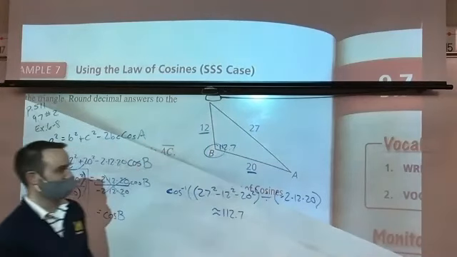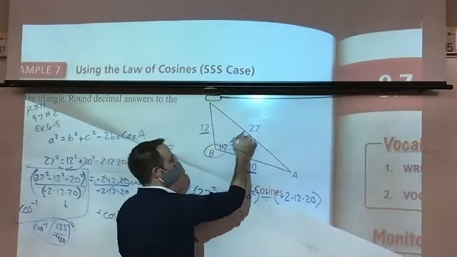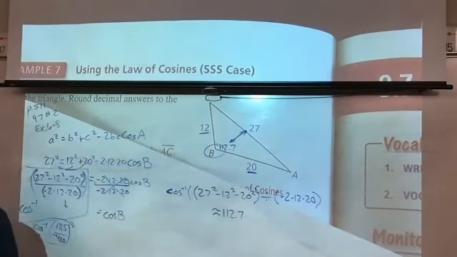We get that 112.7, and then we only use law of cosines once. Now we've got that pair. Now we can set up law of sines to find the other two angles, or at least one more angle, and then use the triangle sum theorem.